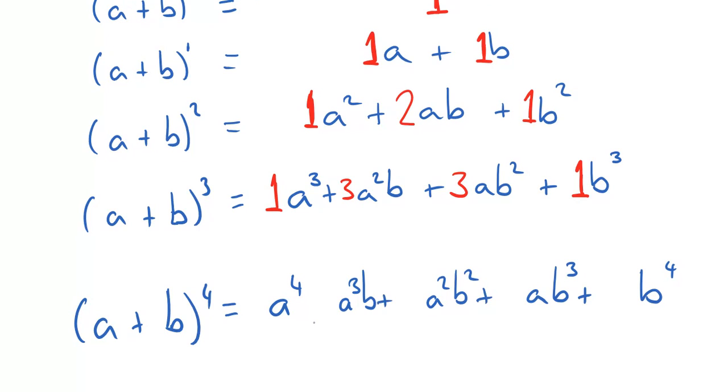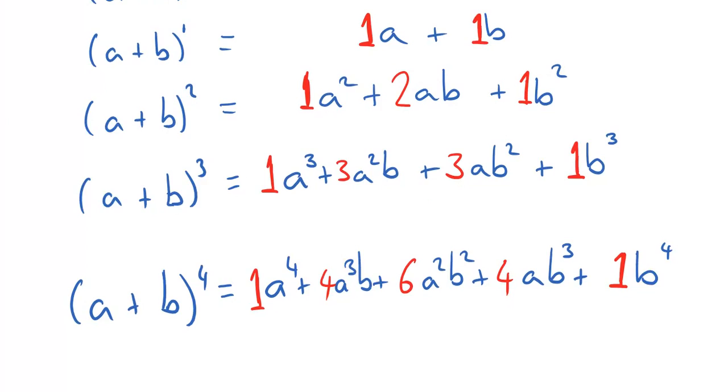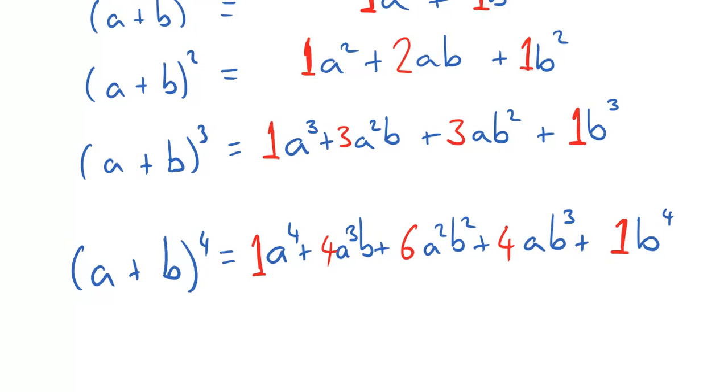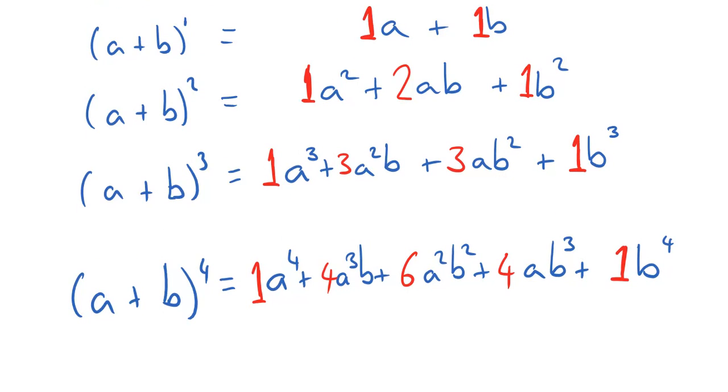These are all going to be in my expansion. The coefficients, well, we're going to have 1 a to the power of 4. We're going to have 4 lots of a cubed b. I'm sure you can guess how many of these we're going to have. We're going to have 6 a squared b squareds. We're going to have 4 lots of a b to the power of 3, and we're going to have 1 lot of b to the power of 4. Okay, we could go on and on forever. I'm going to stop there, though, and we're going to talk about some patterns.